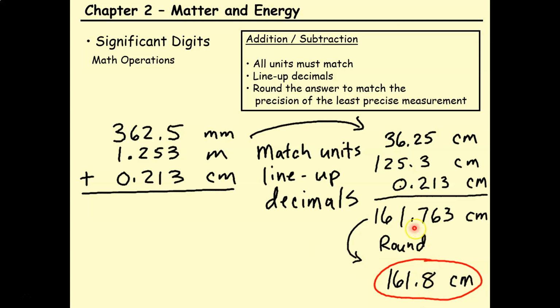So that's what this business is all about. Even though I have a couple of measurements that are more precise than this final measurement, I can't be any more precise than the least precise measurement, which is the one in the middle. So that's my rule for adding.